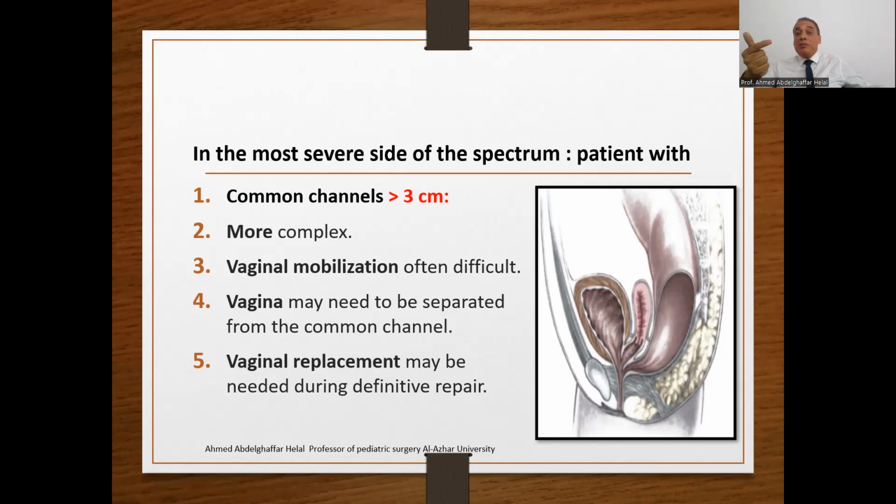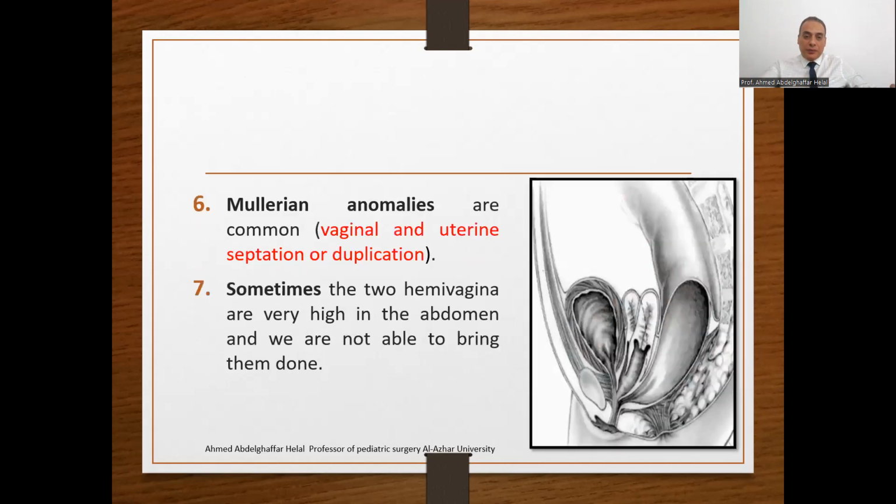The vagina may need to be separated from the common channel, and the vagina may also need to be augmented or replaced. The problem here is that with the common channel, these organs will be high up in the abdomen. So the pediatric surgeon needs to travel a long distance to reach the perineum and perform the three usual normal openings of the rectum, the vagina and the urinary urethra.